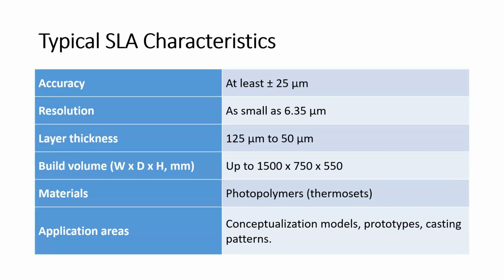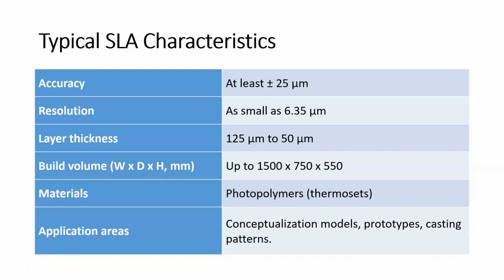Okay, so those are a couple of examples of the stereolithography process, both the top-down and the bottom-up process. So you can see a little bit more of how that works. Let's talk about some typical SLA characteristics. The accuracy, as I said, is one of the best in the entire additive manufacturing field. We're talking at least plus or minus 25 micrometers, or microns.